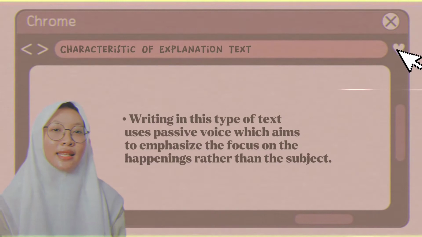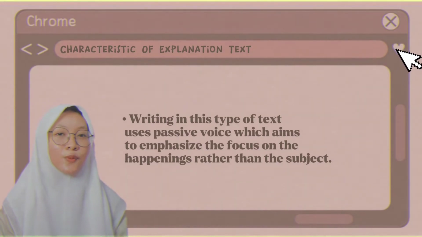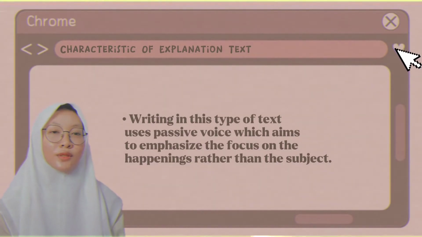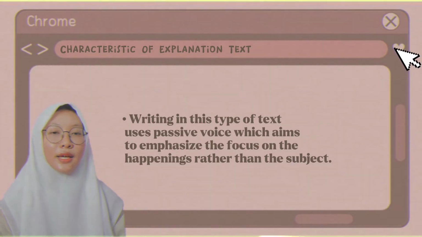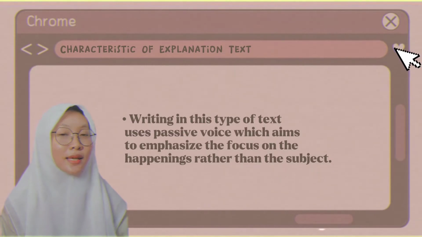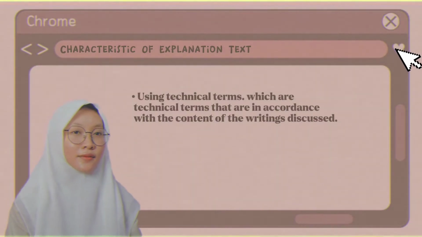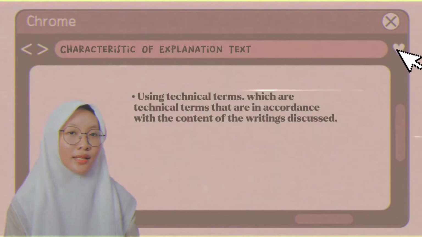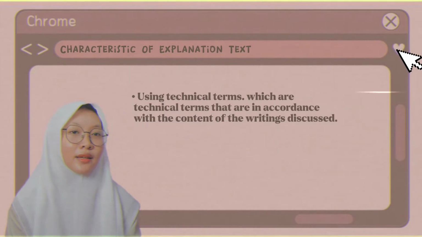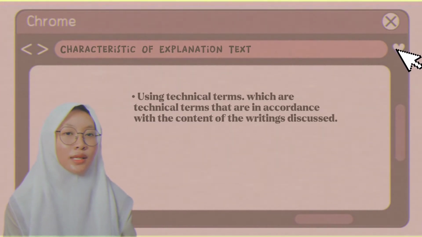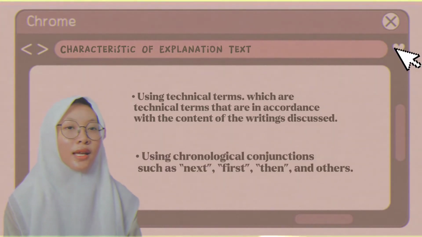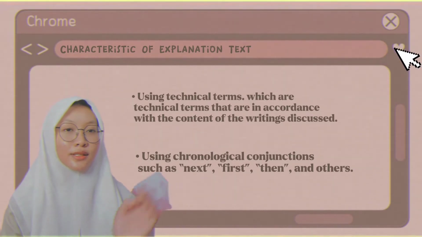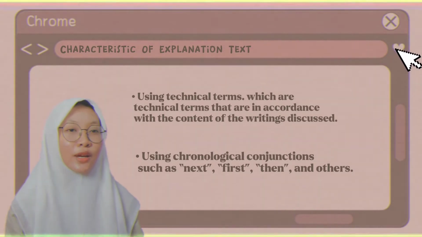Writing in this type of text uses passive voice, which aims to emphasize the focus on the happenings rather than the subject. Using technical terms that are in accordance with the contents of the writing discussed. Using chronological conjunctions such as next, first, and then, and others.